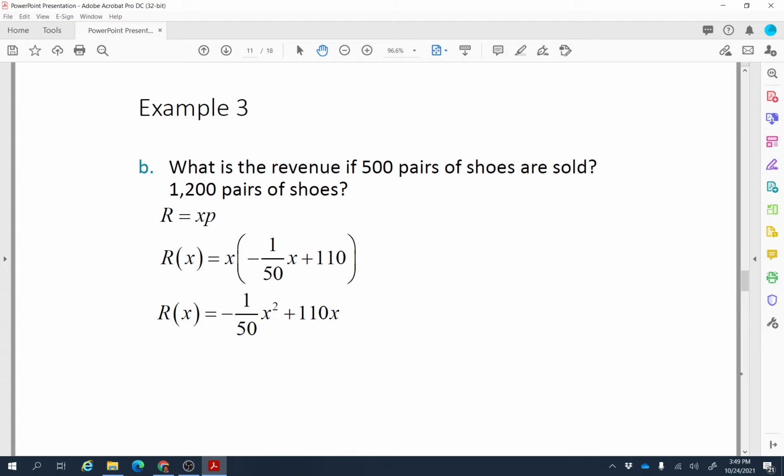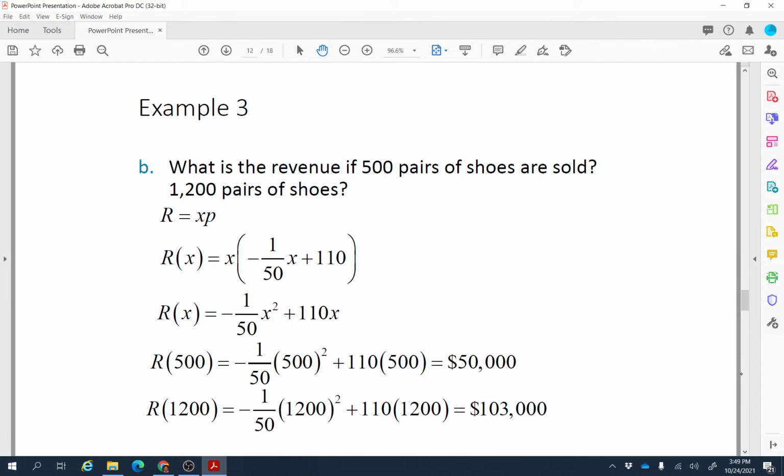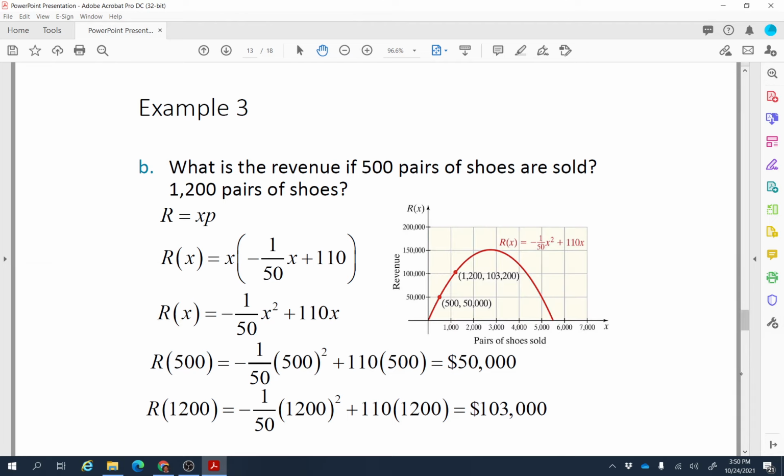So revenue is equal to negative 100 over 50 x squared plus 110x. We are going to find the revenue by plugging in x equal to 500 and x equal to 1200. When x equals 500, the revenue would be 50,000. When x equals 1200, the revenue would be 103,000. And we can find this information by plugging x equal to 500 here and 1200 here. If you plot the graph of this revenue function, this is what you are going to get.